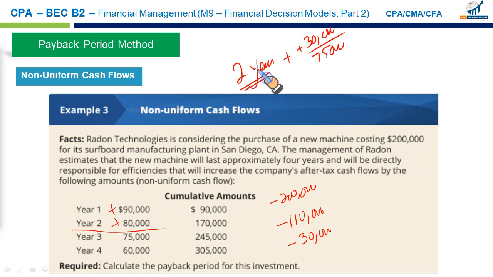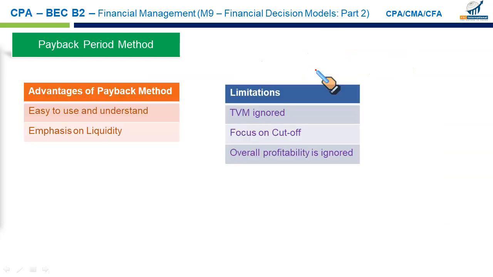So you need to take the full 2 years, but for the third year it will be proportional: 30,000 is required out of the 75,000 cash in the third year. So it's just 30 by 75, which is 0.4. Which means the total payback period is 2.4. This is much quicker than first writing the cumulative cash flows. Simply write negative 200,000 and add up these numbers, and wherever you're close to completing your initial investment, just do what I've just done. So it's 2.4.